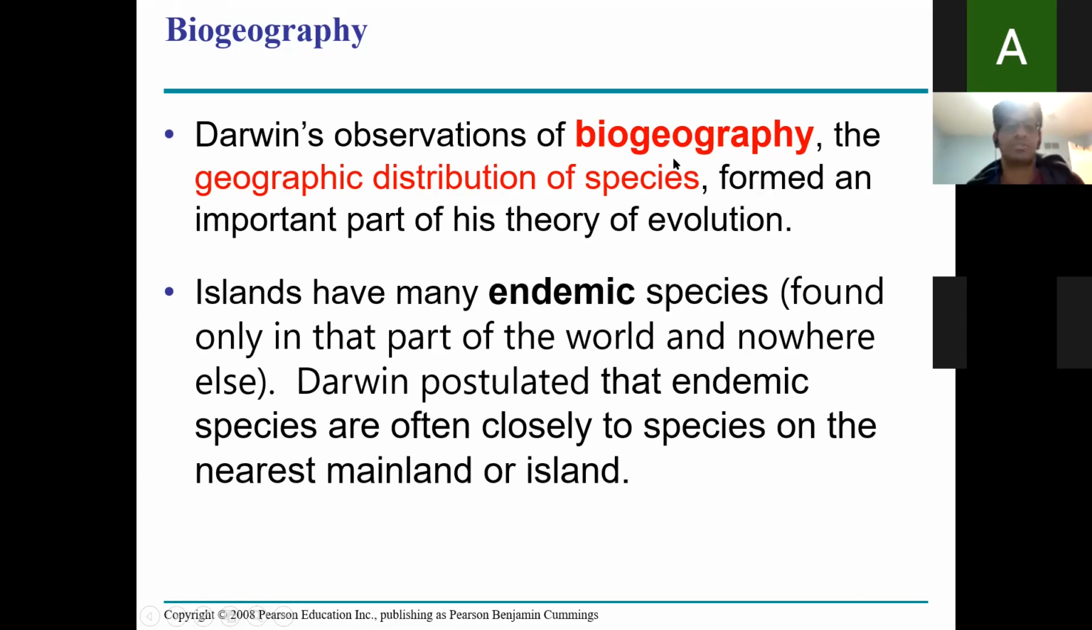Biogeography, or the geographic distribution of species, formed an important part in evolution. Islands have a lot of endemic species because they're so isolated. They're not found anywhere else. Darwin postulated that endemic species are often closely related to species on the nearest mainland or island, and this helped him with the finches on the Galapagos.